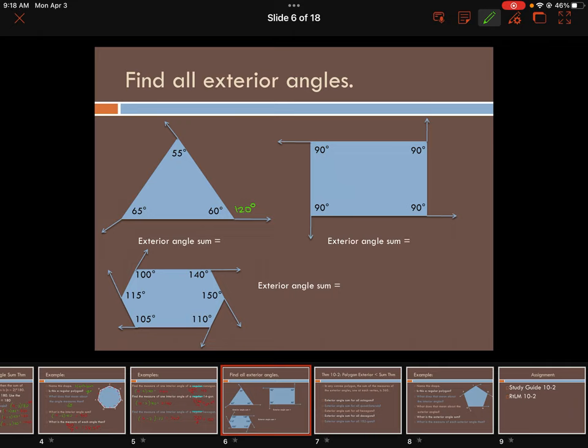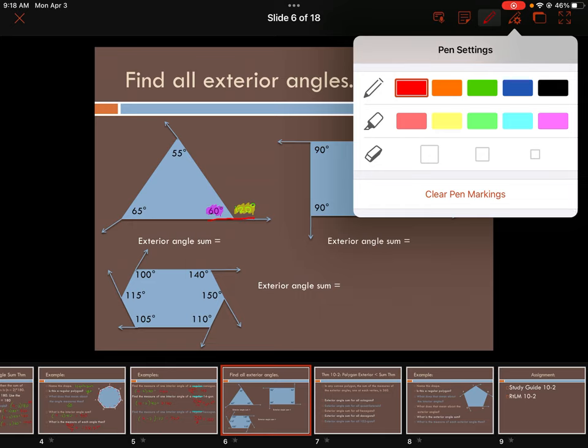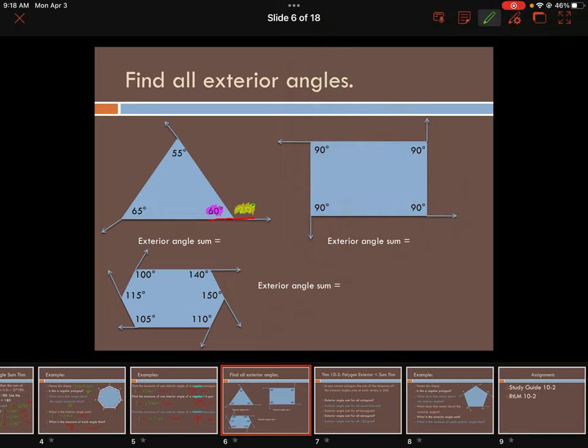So notice how, I'll use a highlighter here for you. Notice how this purple angle and this yellow angle make a straight angle. Interior angles and exterior angles must add to 180. So your exterior angle is outside of the shape and it combines with that interior angle to make a linear pair. Okay, so I'm going to quickly write in my exterior angle measures.